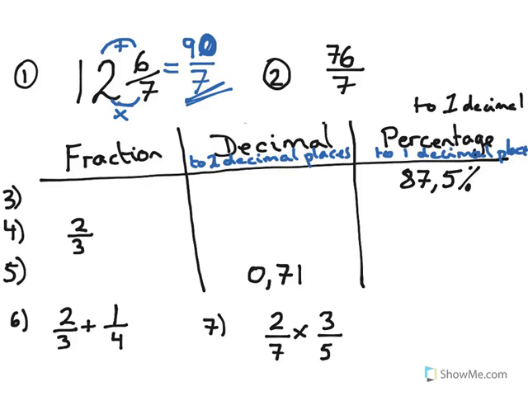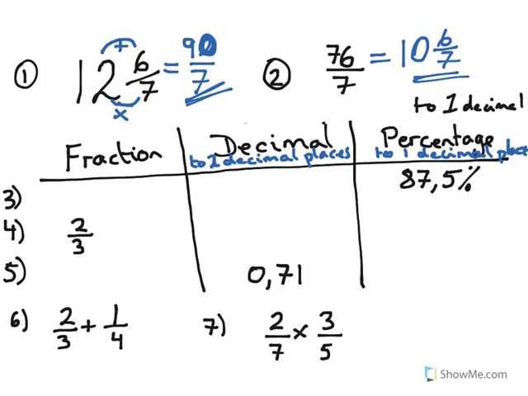Then we have 76 sevenths, and we now want to convert this to mixed form. We start with saying how many times does 7 go into 70? 10 times, none left over. 7 into 70, 10 times, none left over, and then we have 6 sevenths left over. So that is the mixed form of that fraction.